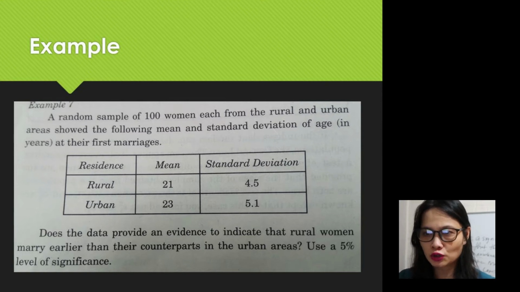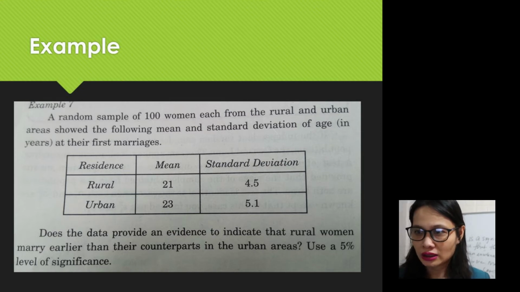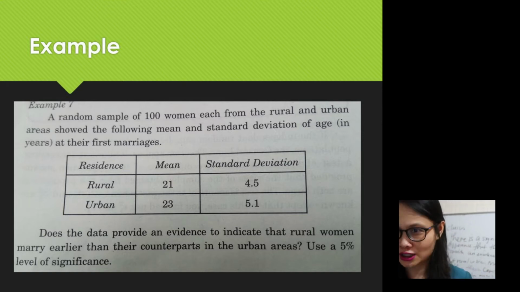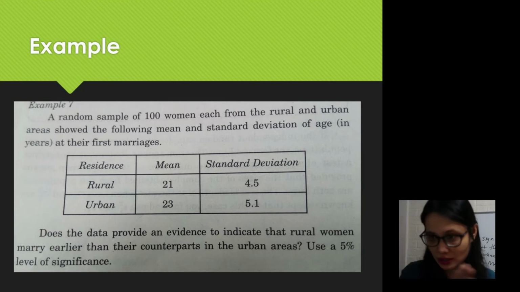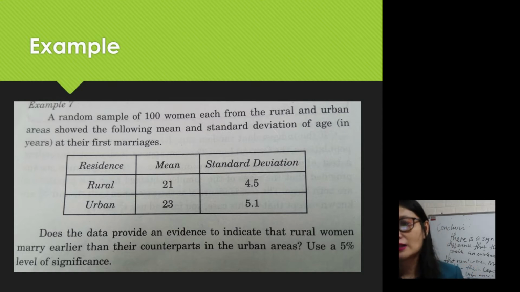When we say rural areas, meaning countryside, provinces. Okay? The women in the city are more career-oriented, while the women in the provinces are more on having their own family. But when we are talking about cities, urban areas, most of them are focusing on their careers. More on career women in the city areas. That's why your conclusion is correct: there's a significant difference, the rural women marry earlier than their counterparts in the urban areas. Okay? Next example.